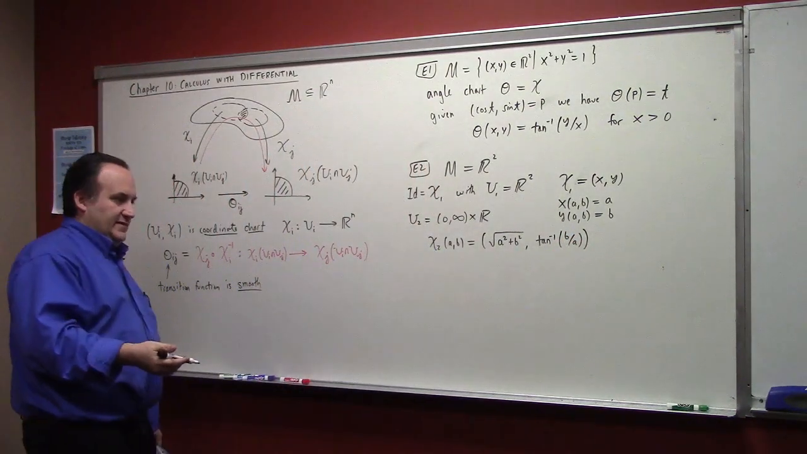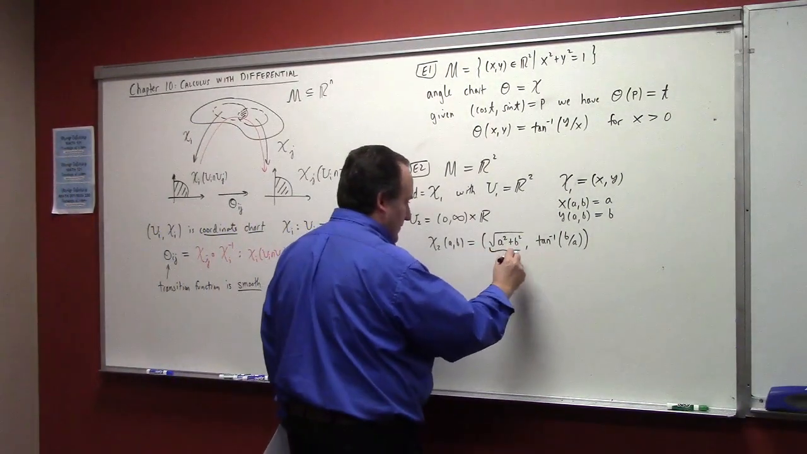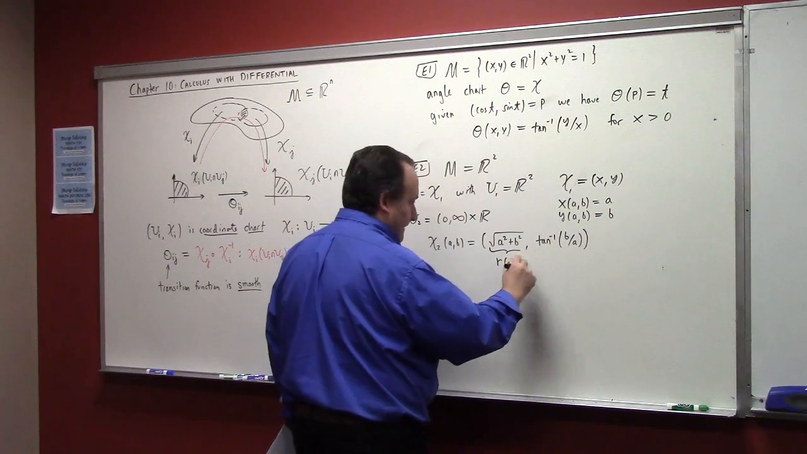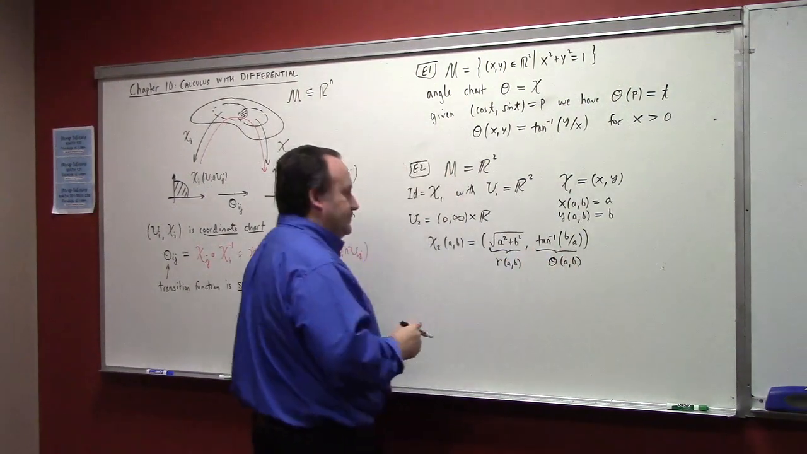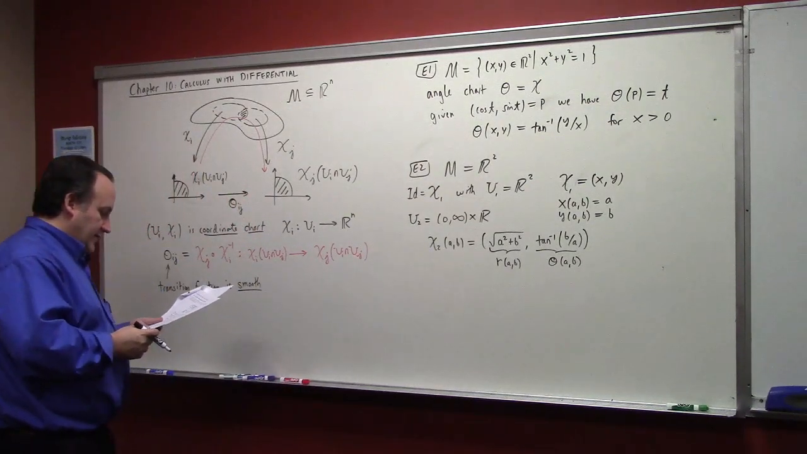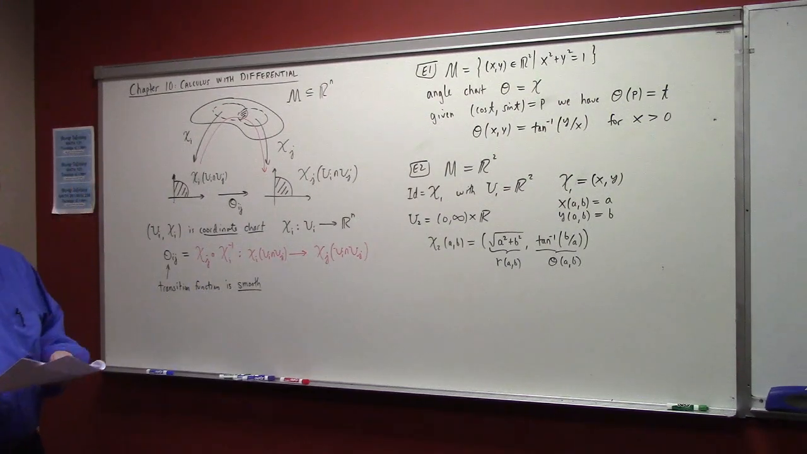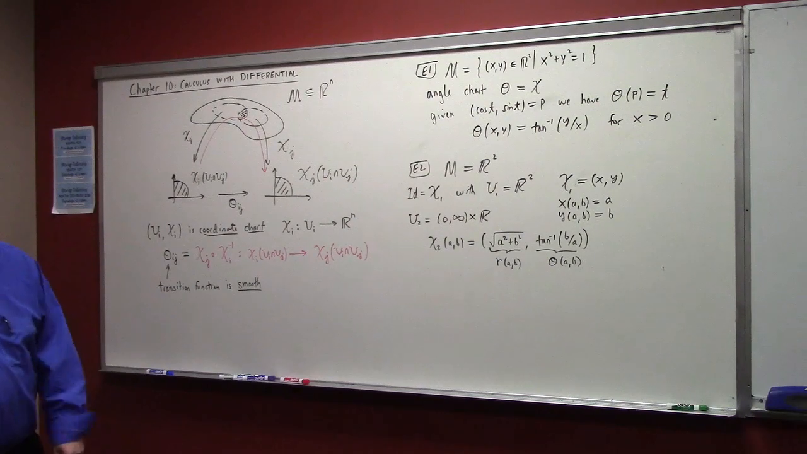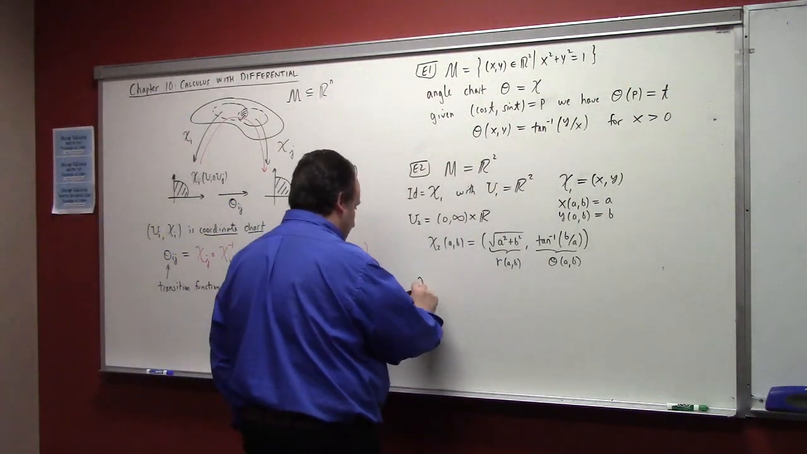You might recognize this. This is r. This is theta. A natural question to ask is, are these compatible? What if we do chi1 composed with chi2 inverse? What's the transition function here?